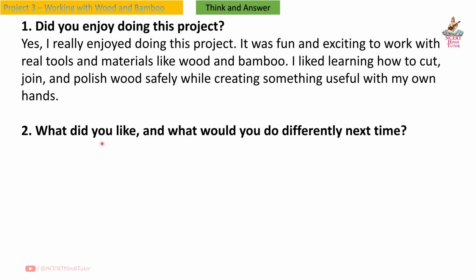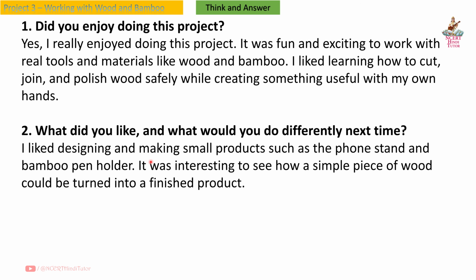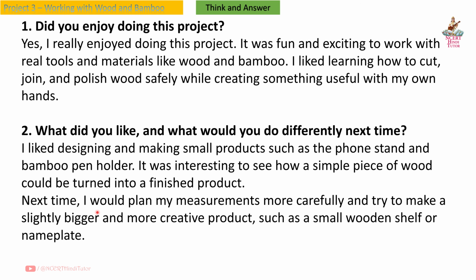Question 2. What did you like and what would you do differently next time? Answer. I liked designing and making small products such as the phone stand and bamboo pen holder. It was interesting to see how a simple piece of wood could be turned into a finished product. Next time, I would plan my measurements more carefully and try to make a slightly bigger and more creative product, such as a small wooden shelf or nameplate.